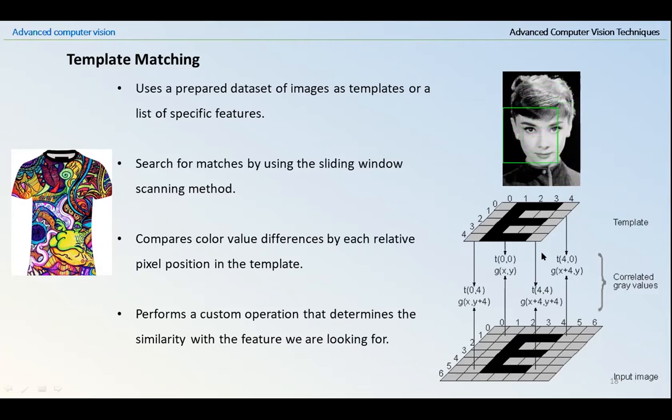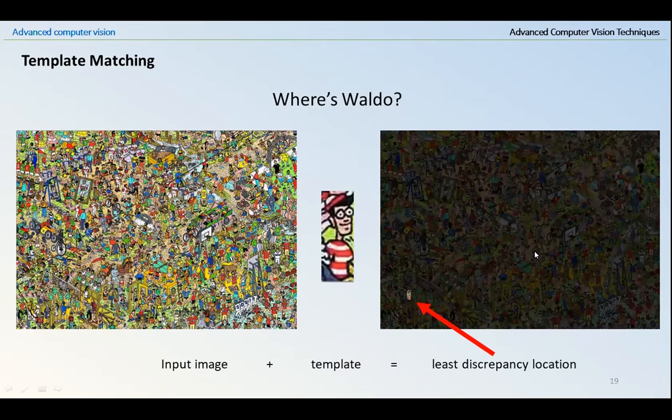Let's see an easy example of where is Waldo. We have this big, huge picture and the template with Waldo in there. This method basically would take this small template and compare it in each position in the big image, and at the end it will return the position with the least color discrepancy.